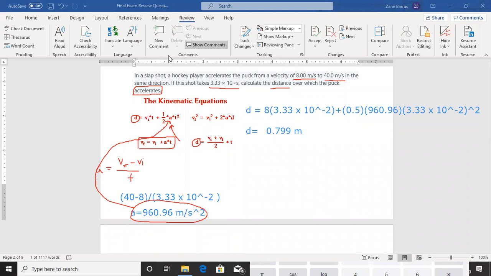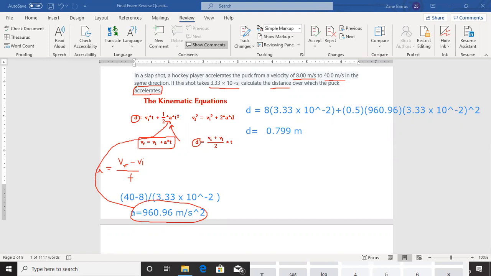Let's see if that makes sense in the context of the problem. Keep in mind, this is about a hockey puck that's being whacked with a hockey stick. Does it make sense that throughout this puck's acceleration, as the stick is acting on it, the puck would move a distance of less than a meter, 0.79 meters? Totally. That's probably a good estimate for how long that puck is going to be in contact with the hockey stick. So yeah, our answer makes sense.